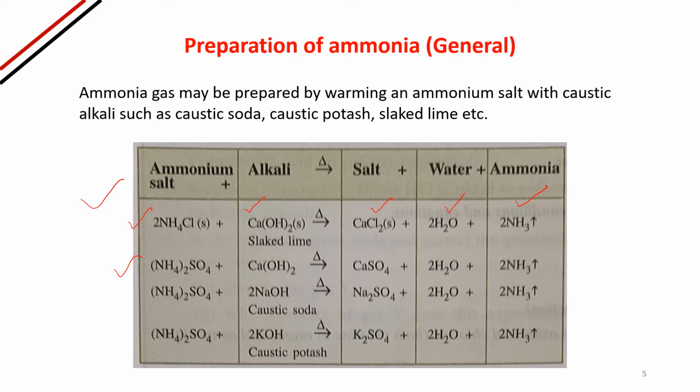(NH4)2SO4, the sulfate salt of ammonium, when reacting with Ca(OH)2, gives you the salt calcium sulfate, CaSO4, and water and ammonia will come out. Similarly, when ammonium sulfate, (NH4)2SO4, reacts with NaOH, caustic soda, it gives you Na2SO4 plus H2O plus NH3.